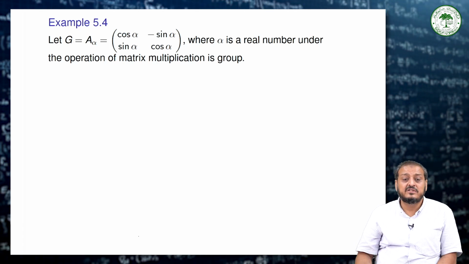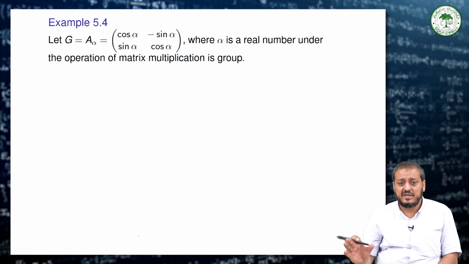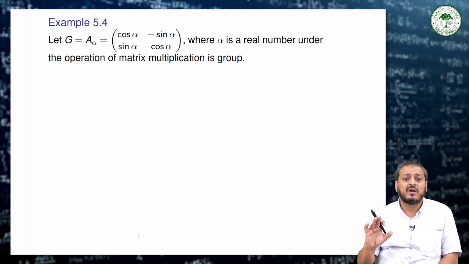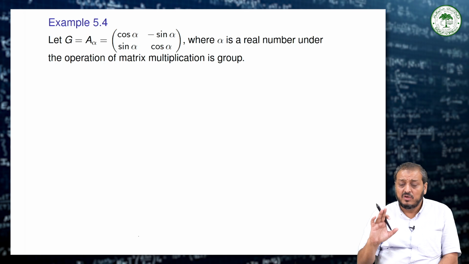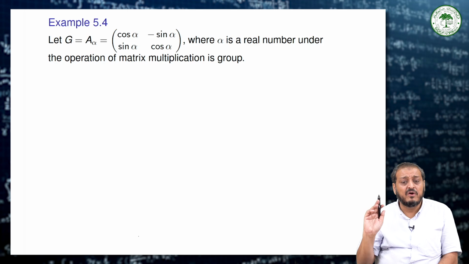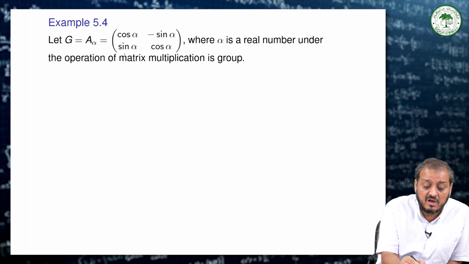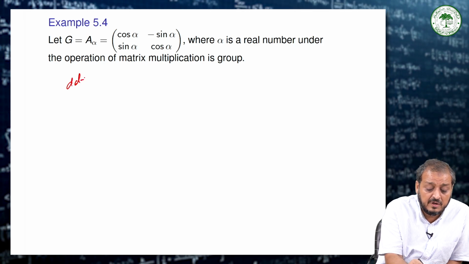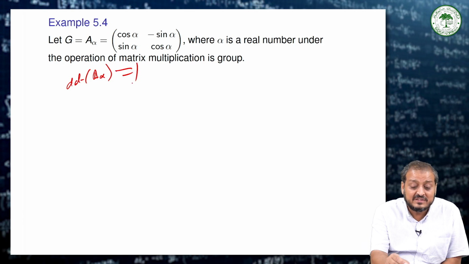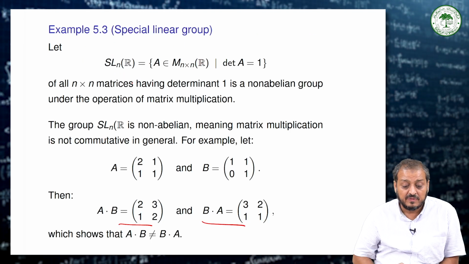Now we have the next example. Let G be equal to the set of matrices A alpha, with entries cos alpha, minus sin alpha, sin alpha, cos alpha, where alpha is a real number. We have to show that under the operation of matrix multiplication this is a group. Now you see this example is very interesting. If you find the determinant of A alpha, you get 1. So this is a special example, like the previous example.